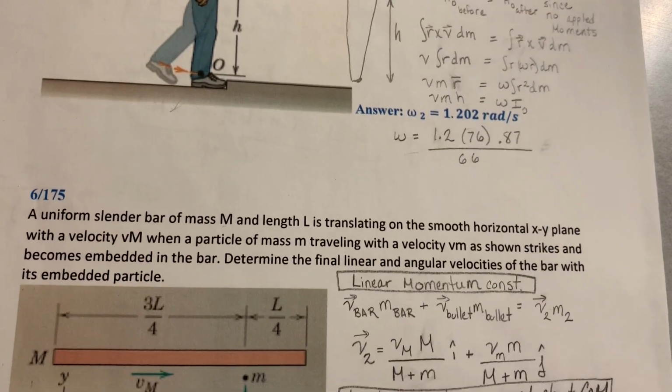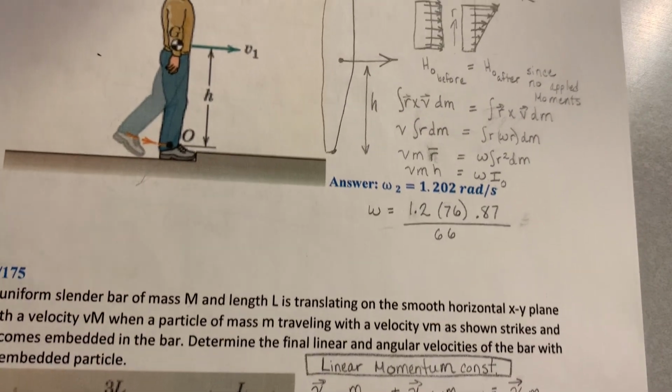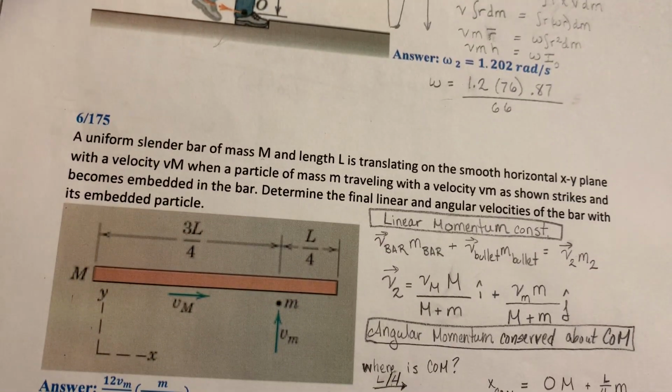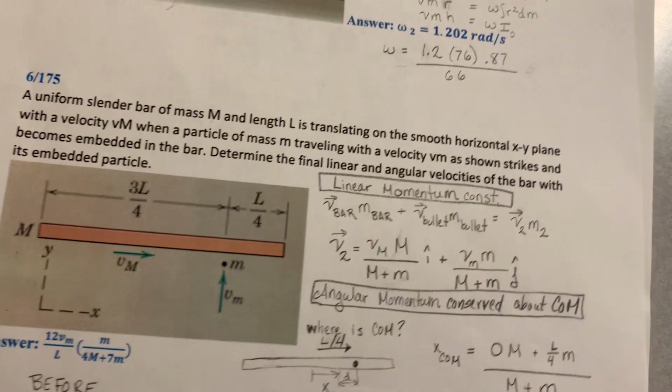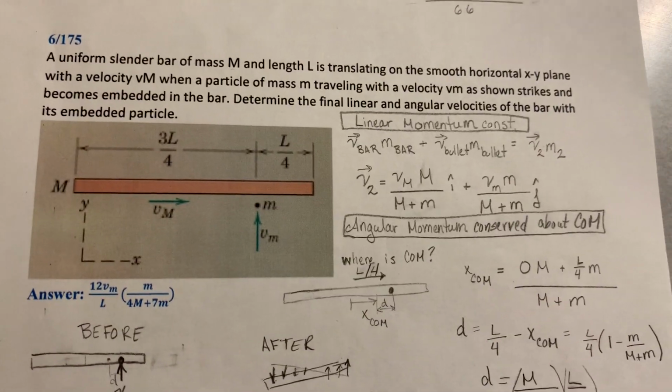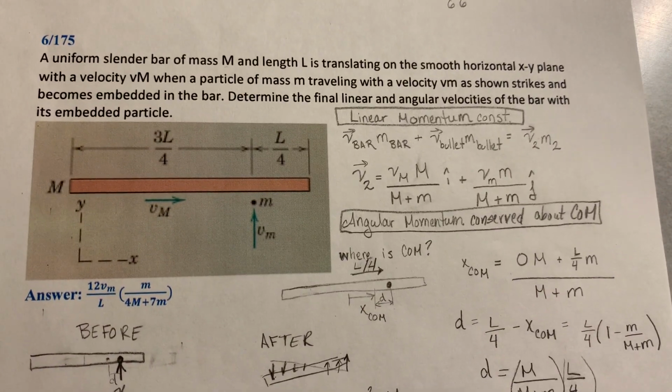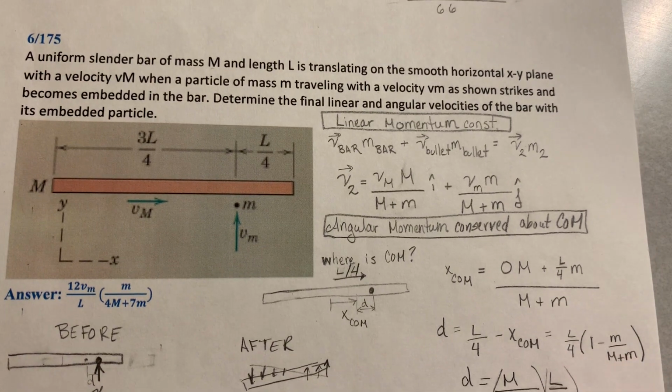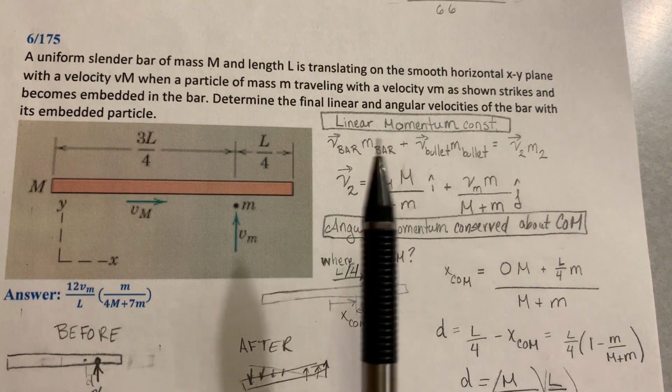All right, so let's see one more example problem. So now we're going to have some bar that's out in space, and we are going to impact it with some particle, and the particle hits it, and they want to know what's the final linear and angular velocity of the bar with its embedded particle. And the linear velocity is very easy. We're just going to conserve linear momentum in both directions.